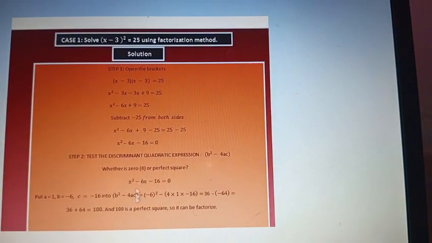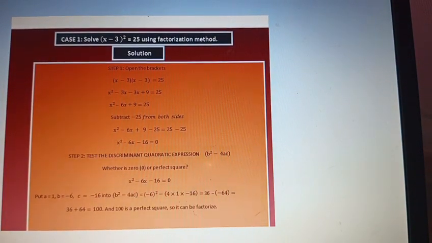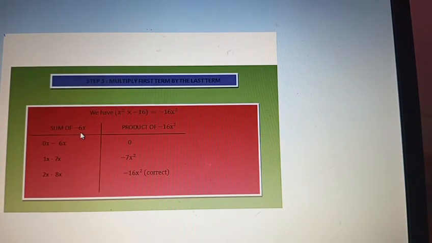Then the second term, minus 6s, will serve as the sum. What is another way of writing minus 6s? We can write 0s minus 6s, and 0s times minus 6s is 0. We are looking for two numbers that we can add that will give us minus 6s, and when we multiply them, we get minus 16s squared. Then we increase this one to 1s. 1s minus 7s will still give us minus 6s, and 1 times minus 7 is minus 7s squared.